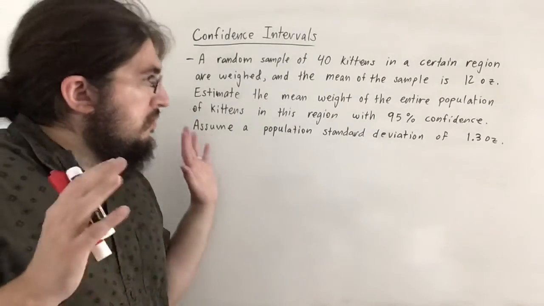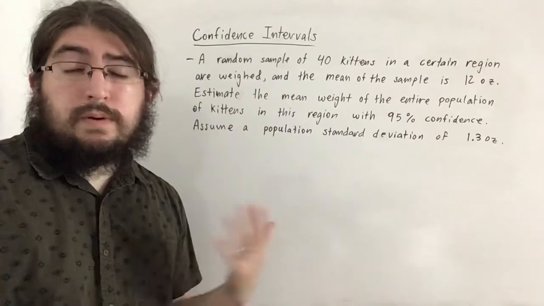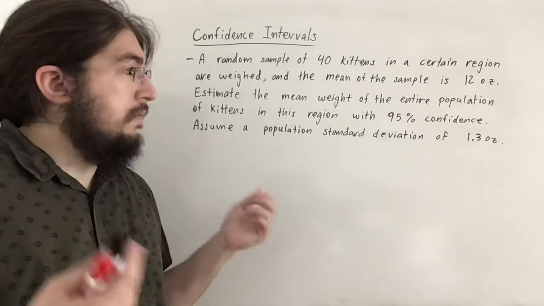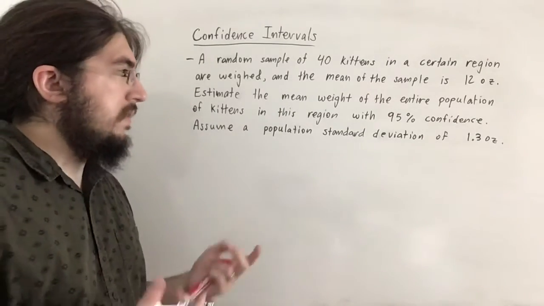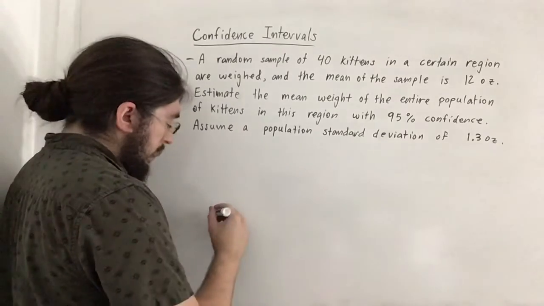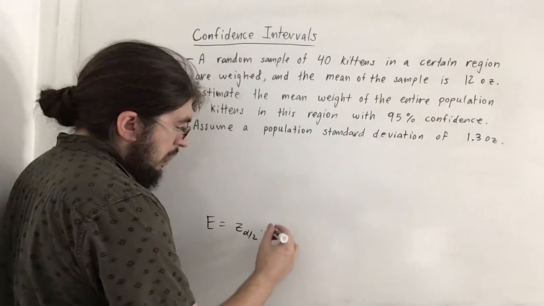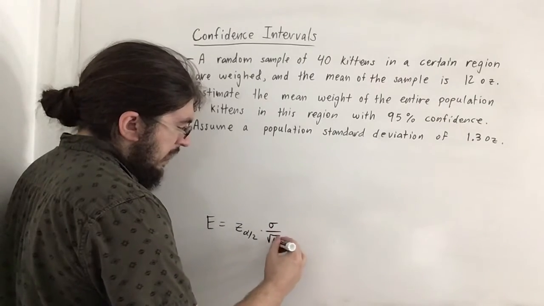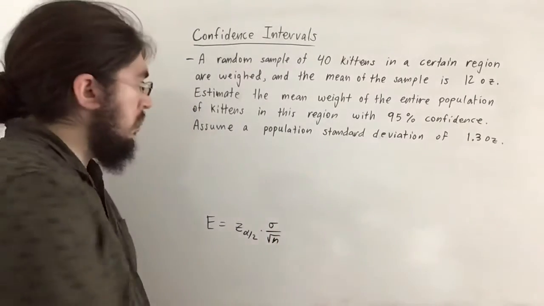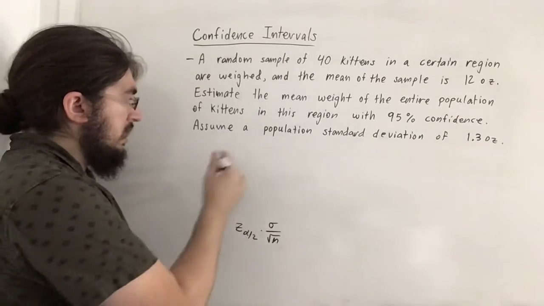Now, just to jump right into this, we first need to calculate E. So we want to calculate our margin of error, E. Let me write it off to the side here. E is z sub alpha over 2 times sigma over radical n. So now we really need to label things. So let me write over here a list of labelings.